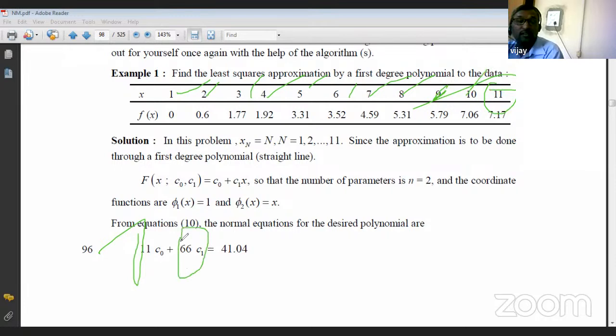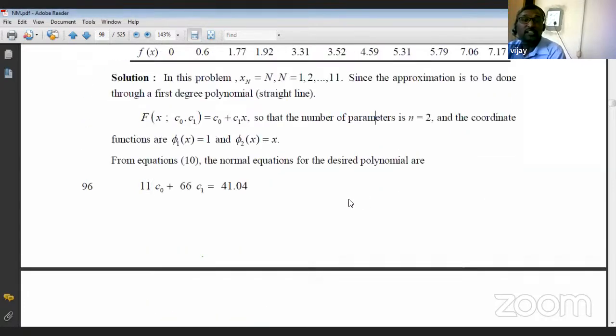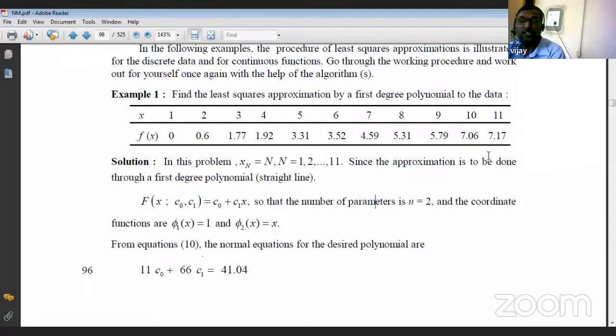So it's 11 and 66. Now I am totaling the f values: 0.6 plus 1.77, 1.92, 3.31, 3.52, 4.59, 5.31, 5.79, 7.06, 7.7. The total is 41.04. Then again we go to the 66 C0. What is the 66? So 66 means we have to see here.